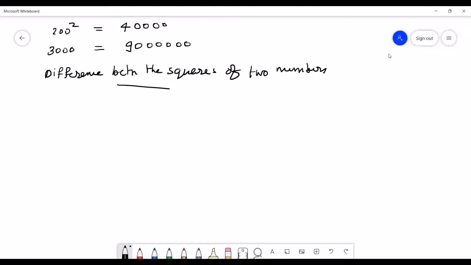Let us see the square of 3. Square of 3 is 9. And let us see the square of 4 is 16. What is the difference between 16 and 9? Then we will get 7. So if the number is, consider the two numbers.